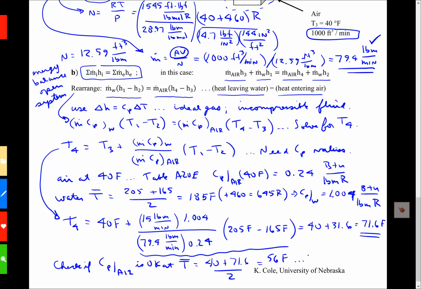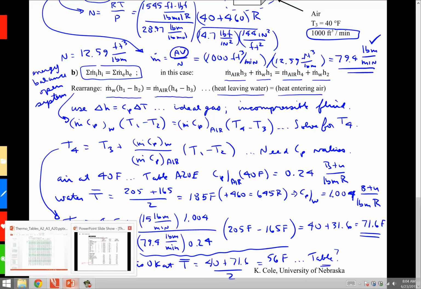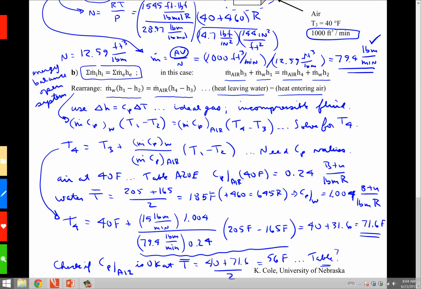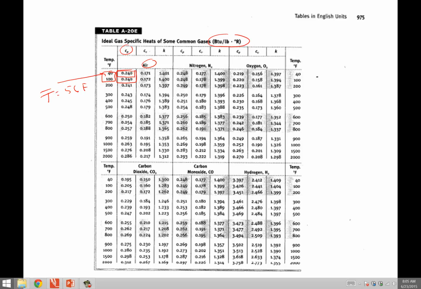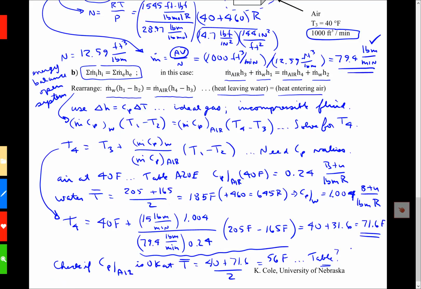Go back to the table. The table says air at, I'm looking for the T bar is 56. It'd be in between 40 and 100. The Cp value remains 0.24. So my conclusion, coming back here, is that the Cp value is the same. Cp at T bar is the same value. No change required. Now if Cp had come out to be different, we could have gone around again and iterated once to correct the Cp.